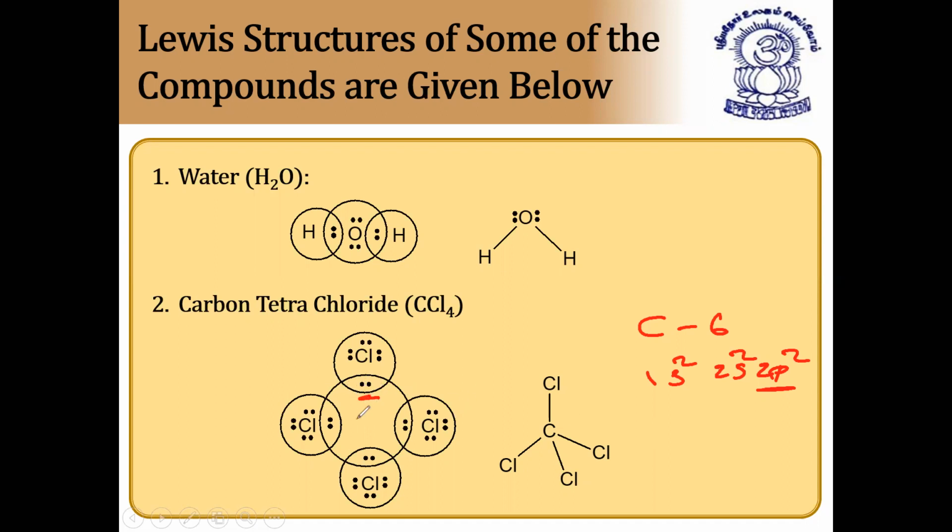This is called the sharing part. You can see here 2, 2, 2, and 2. So in total it is carbon tetrachloride. It is nothing but sharing of electrons. I hope it is clear.